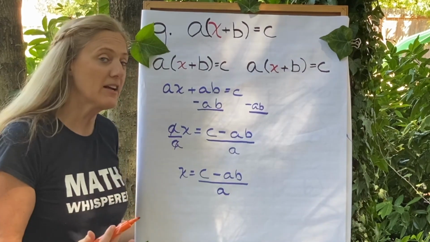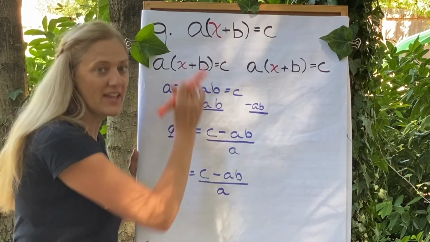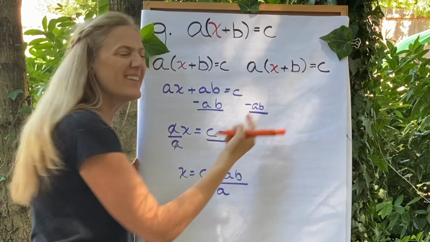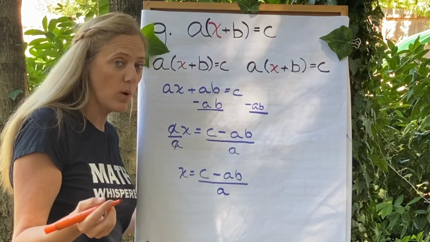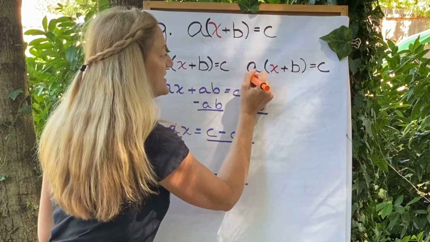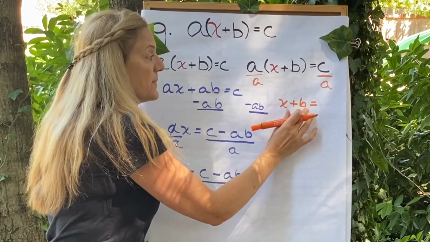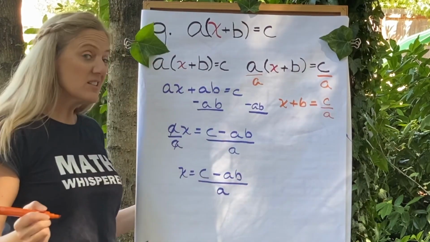Let's look at our second option, which actually I kind of like better, but honestly, I often don't think of it to start with. So what I could do, it's a times the quantity of x plus b. There's no reason I can't use division property of equality to start this problem. Let's divide out a. That's allowed. So now I have x plus b equals c divided by a. This is looking pretty easy.